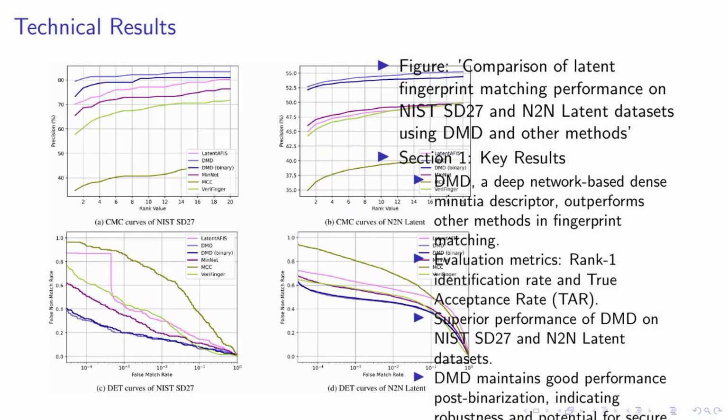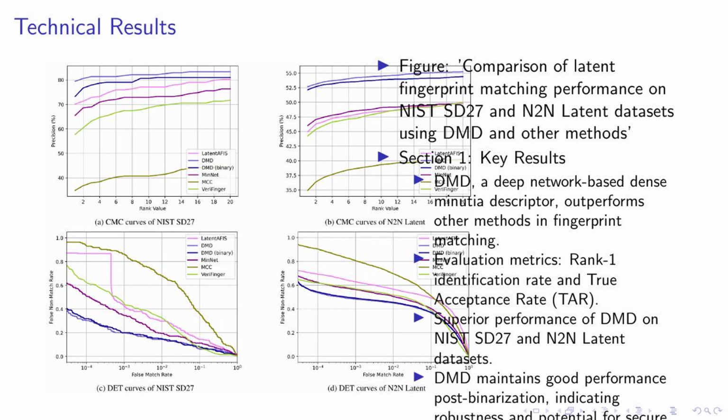Let's now turn our attention to the technical results of our study. As you can see in the figure on the left, we've compared the performance of our dense Minutia Descriptor, or DMD, with other methods on the NIST SD27 and N2N latent datasets. The key takeaway here is that DMD, which is a deep network-based descriptor, significantly outperforms other methods in fingerprint matching.